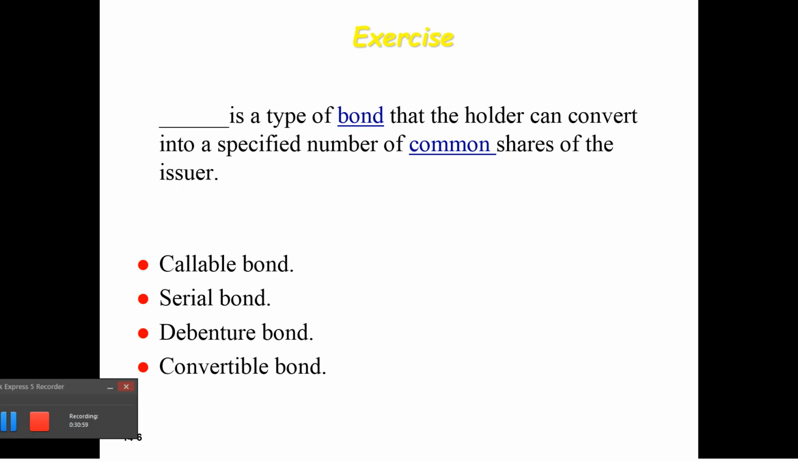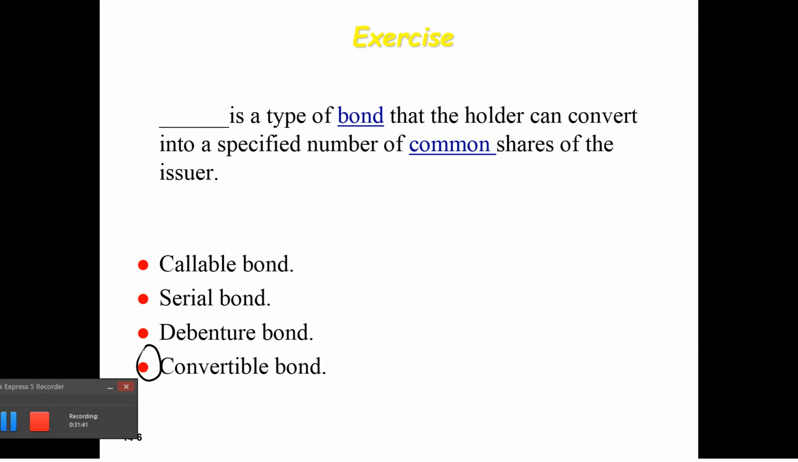So here is an exercise. For the following four bonds, which one is a type of bond that the holder can convert into a specified number of common shares of the issuer? So obviously this is convertible bonds, right? It gives the bondholder the right to make the change. How about the callable bond? Callable bond gives the bond issuer the right to make the change. What change? To retire those bonds. Serial bonds is about when the principal matures. So it matures throughout the period instead of completely at the end.